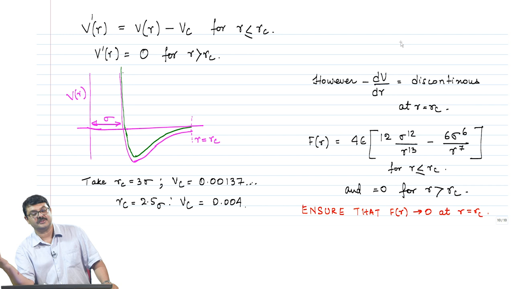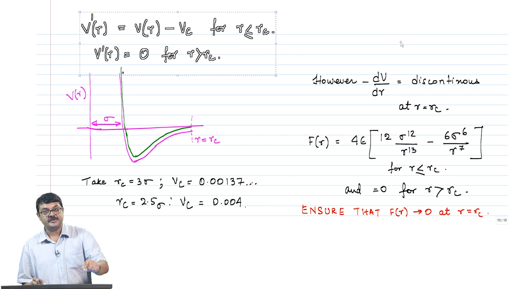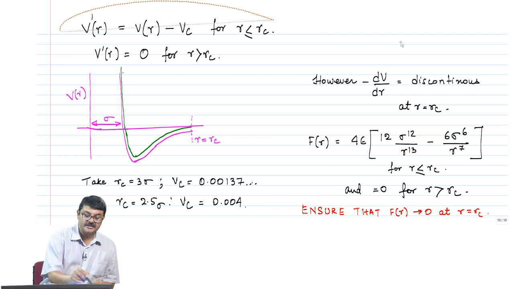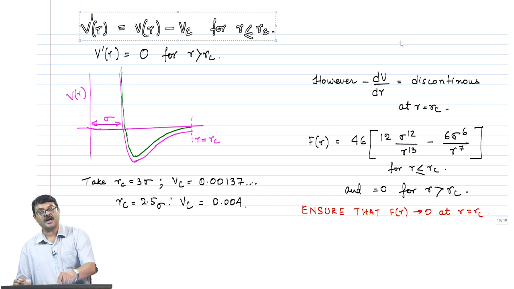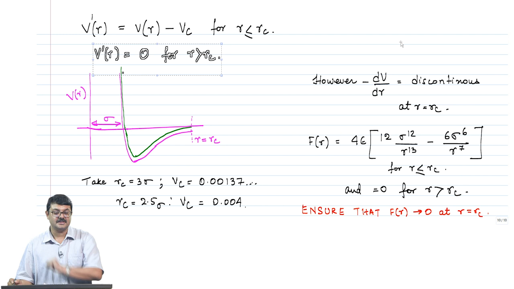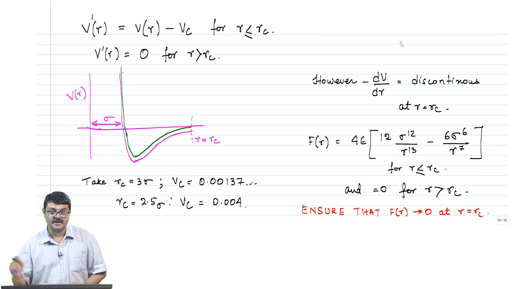The expression for the potential then becomes V dash of R, because you have modified it. This was your original Lennard-Jones expression, and your new modified Lennard-Jones potential becomes V of R minus VC for R less than or equal to RC, and V dash of R equals 0 for R greater than RC. Now this function is continuous even at R equal to RC, it smoothly goes to 0. What are the values of RC you can take?